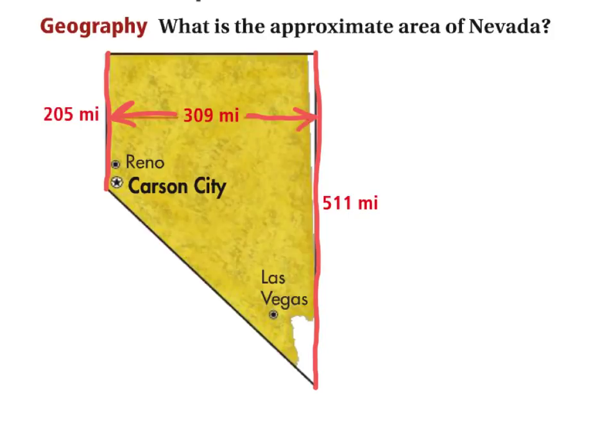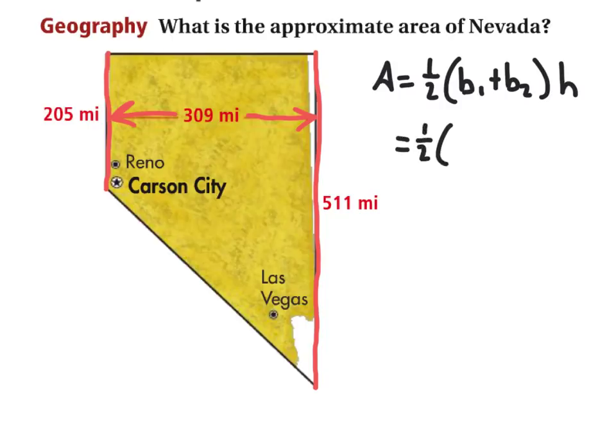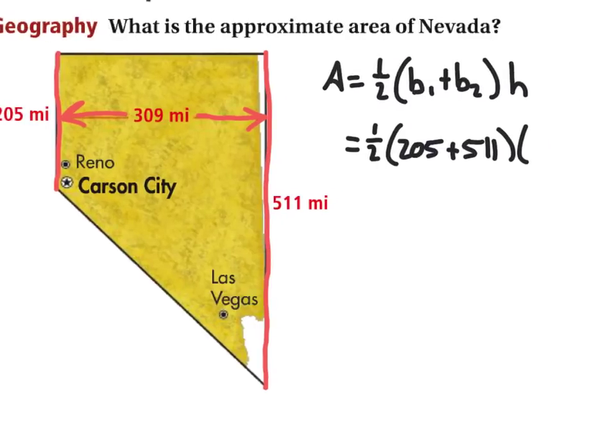So, to find the area of Nevada, since it's roughly a trapezoid, that's the formula we would use. Area equals 1/2 times b sub 1 plus b sub 2 times h. And I want to plug in. So I have 1/2 times 250 plus 511 times my height between those bases, which is 309.